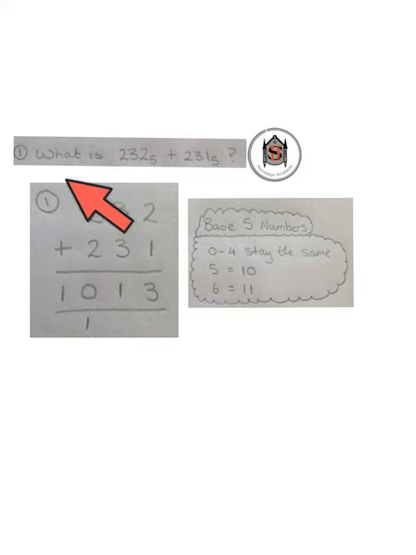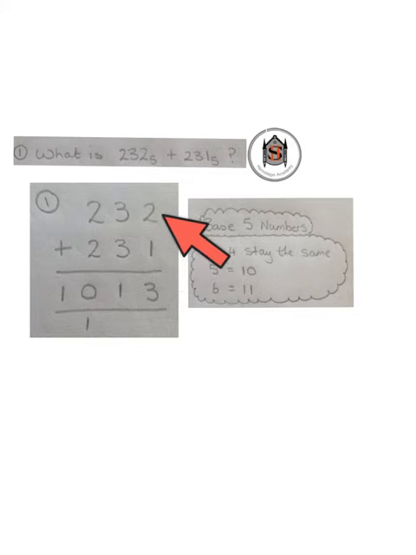So in this question, we want to look at what is 232 in base 5 plus 231 in base 5. Now, in this type of question, when we're carrying out an addition sum in a different base from base 10, the process doesn't change. So we still set out the sum as we would have before. And we set it out like this, 232 plus 231.